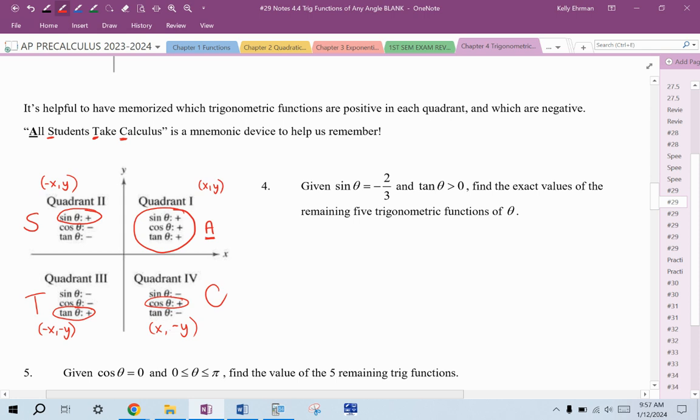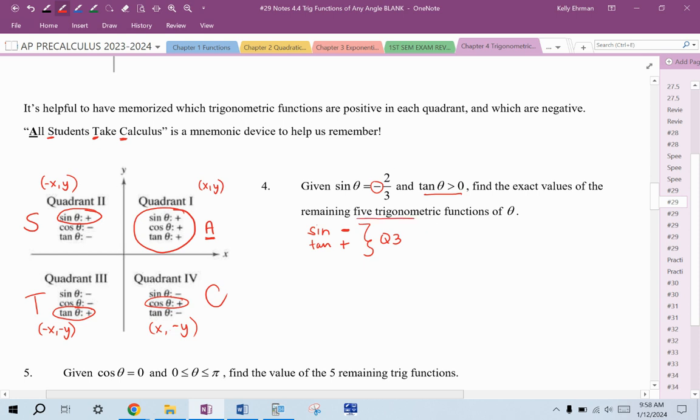In number 4, I'm not given an ordered pair. So if I'm not given a point, I don't immediately know which quadrant I'm in, but I'm given information about positive and negative signs. Given that sine is negative 2/3, so sine is negative, and tangent is greater than 0, so tangent is positive. Right there, you can tell which quadrant you're in. So take a look at your charts. Tangent's positive, but sine is negative, and that only happens in quadrant 3. So now we know which quadrant we're in. We know that sine and cosine should be negative, tangent should give me positive answers, and the reciprocals will follow along. Find the remaining 5 trig functions.